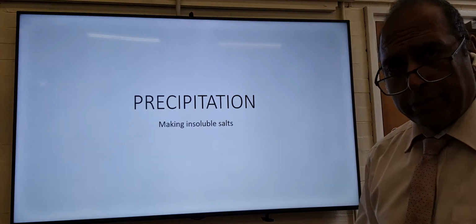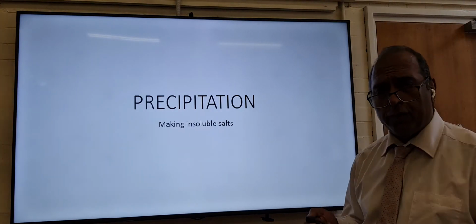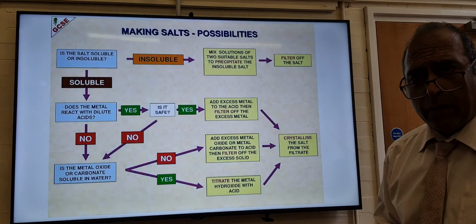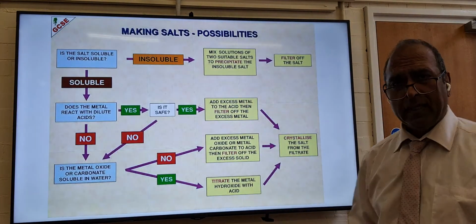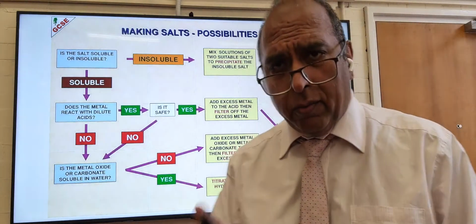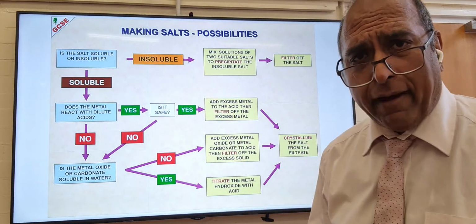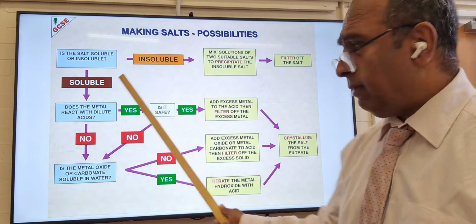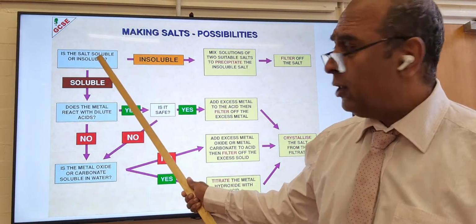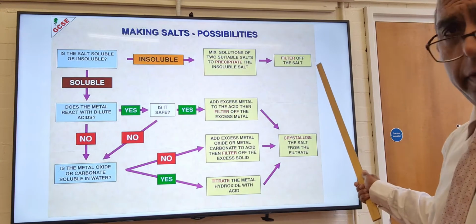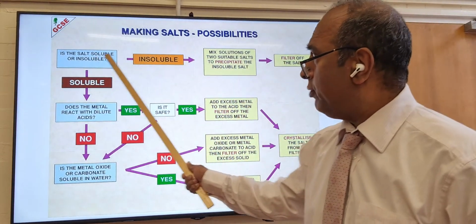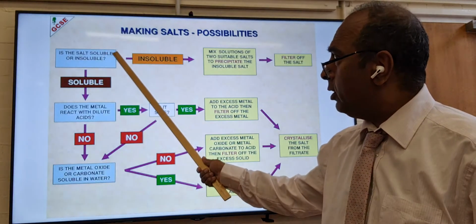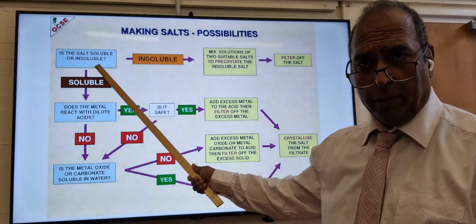You are in the section required to make various salts, and there's a flow diagram which I've shown you before, this one. I know it might seem complicated, don't worry, I've got a simplified version of this later which I want you to learn. But today we're going to go across the top region. Is the salt we're going to make soluble or insoluble?